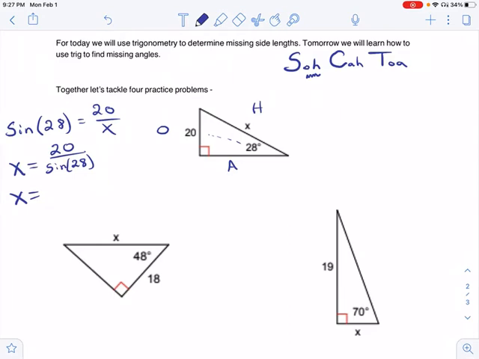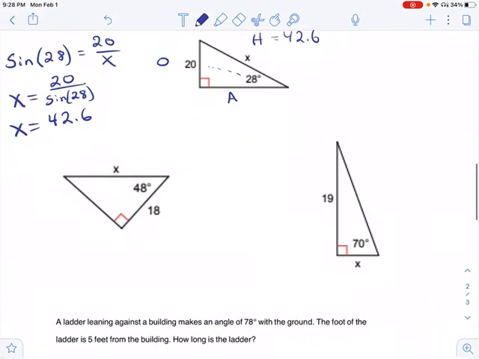As soon as we switch sine of 28 to some big ugly decimal, it's going to just become more and more ugly. So now I have 20 divided by the sine of 28, which I'm punching into my calculator. I got 42.6. So my hypotenuse is 42.6. Looking at it, seems reasonable, happy enough with it to move on to the next question here. So let me see, there's that one.